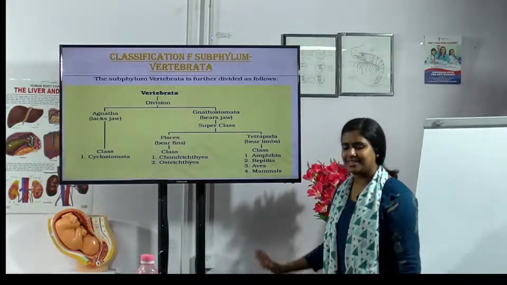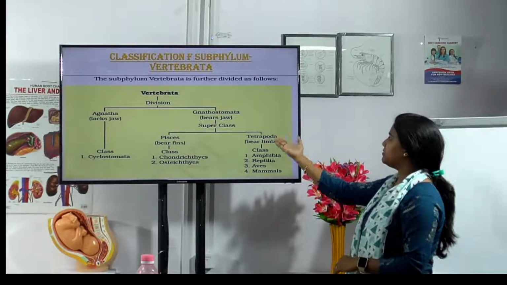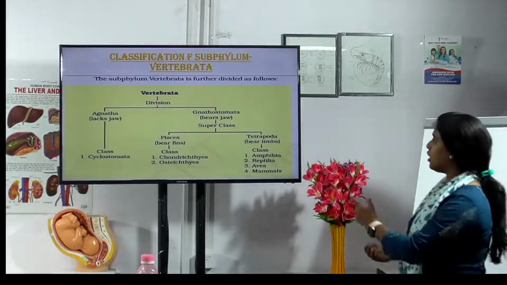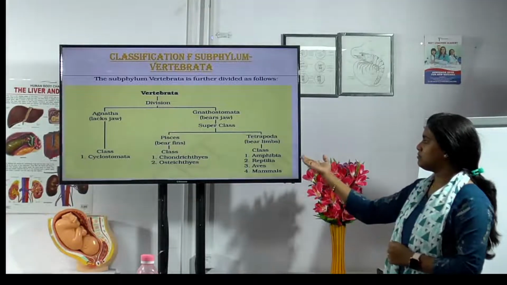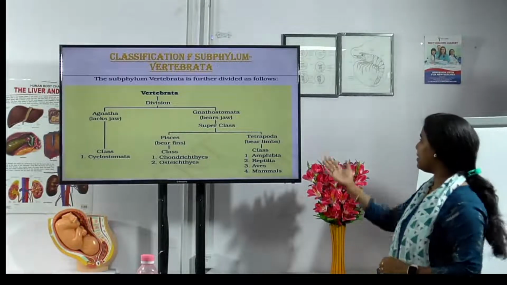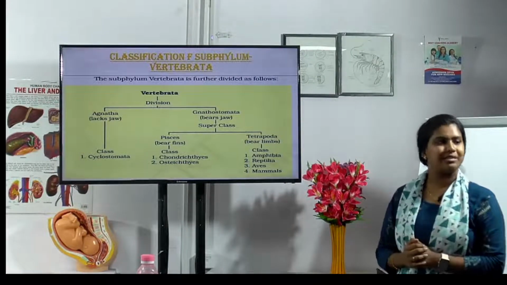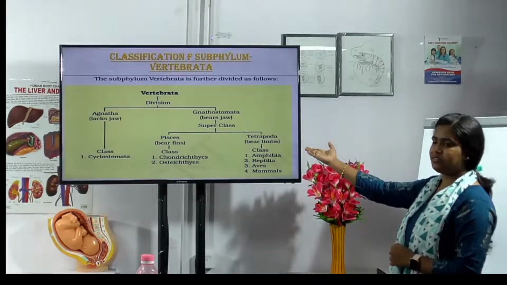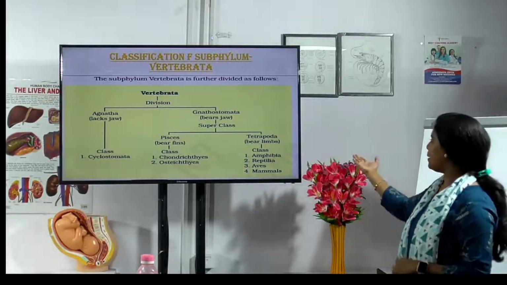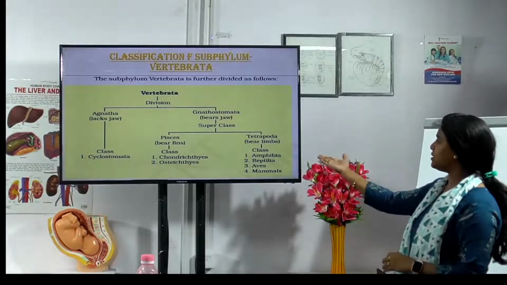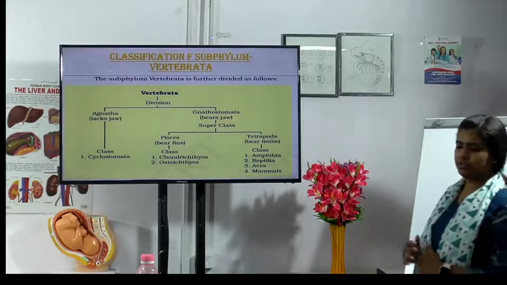Okay, now let us see the classification of the subphylum Vertebrata. Vertebrata is divided into two. One is Agnatha, without jaws, and the other bears jaws. Agnatha includes class Cyclostomata, whereas the jawed one is divided into superclasses Pisces and Tetrapoda. Pisces include all types of fishes that bear fins, and Tetrapoda have limbs, for example amphibia, reptiles, aves, mammals. Here we have Chondrichthyes and Osteichthyes.